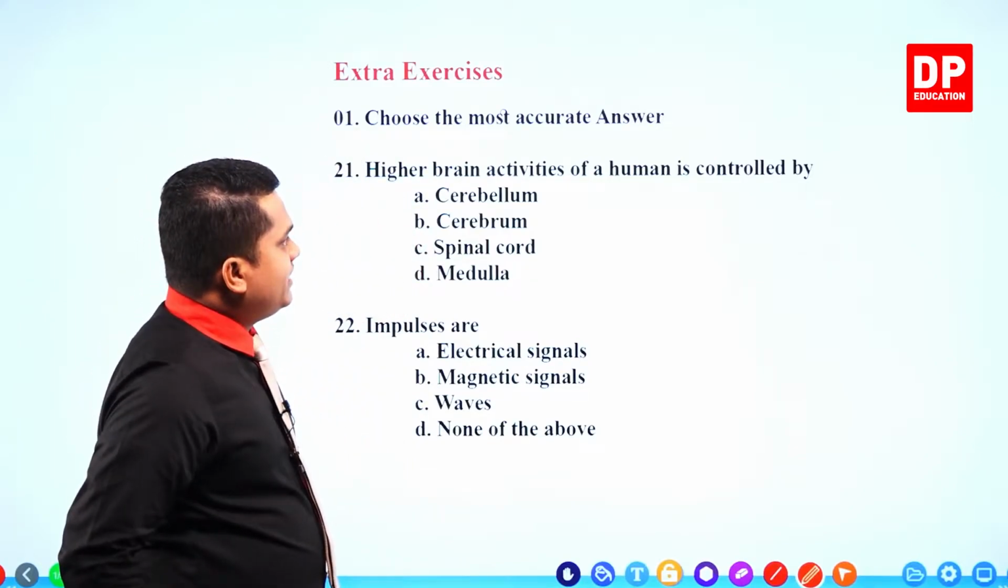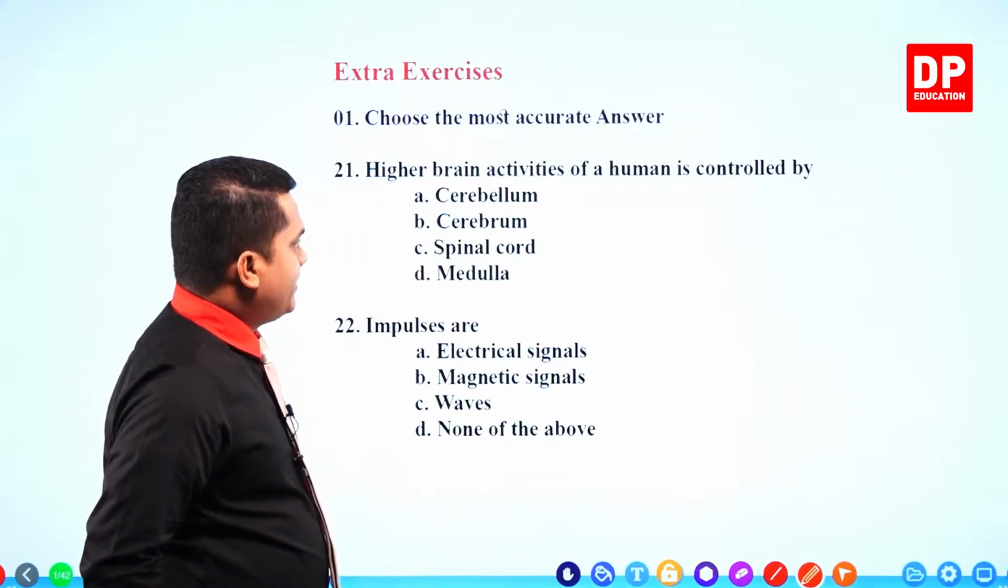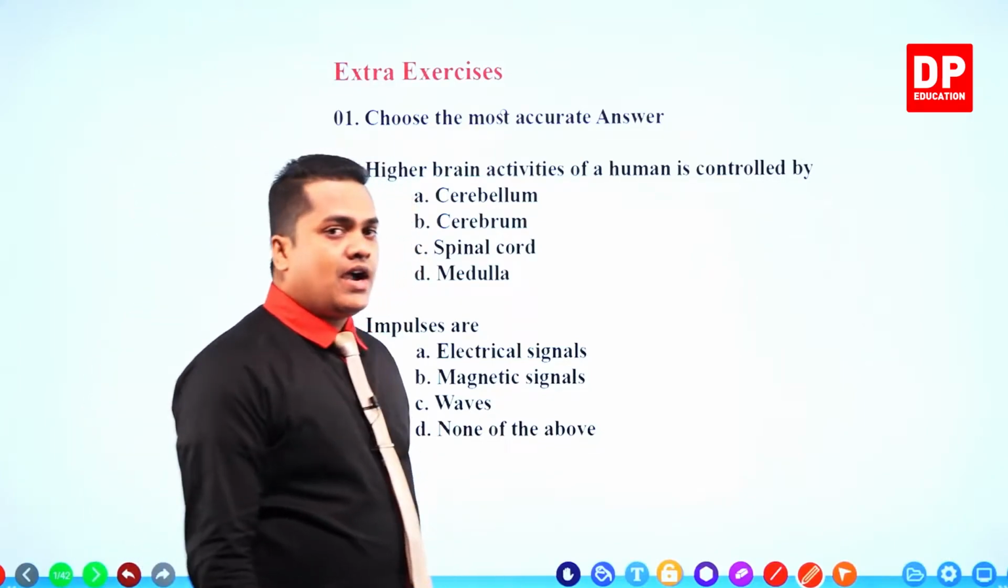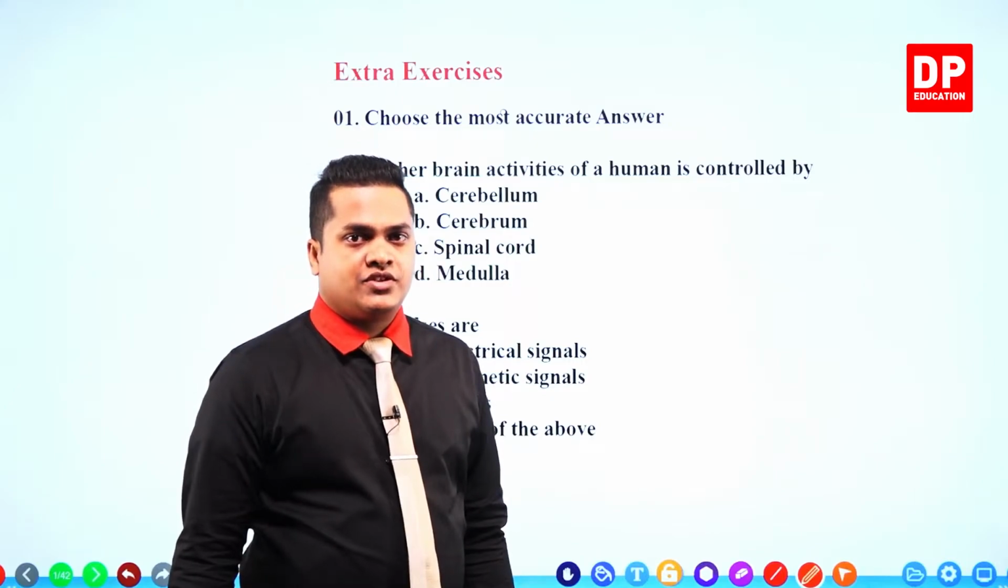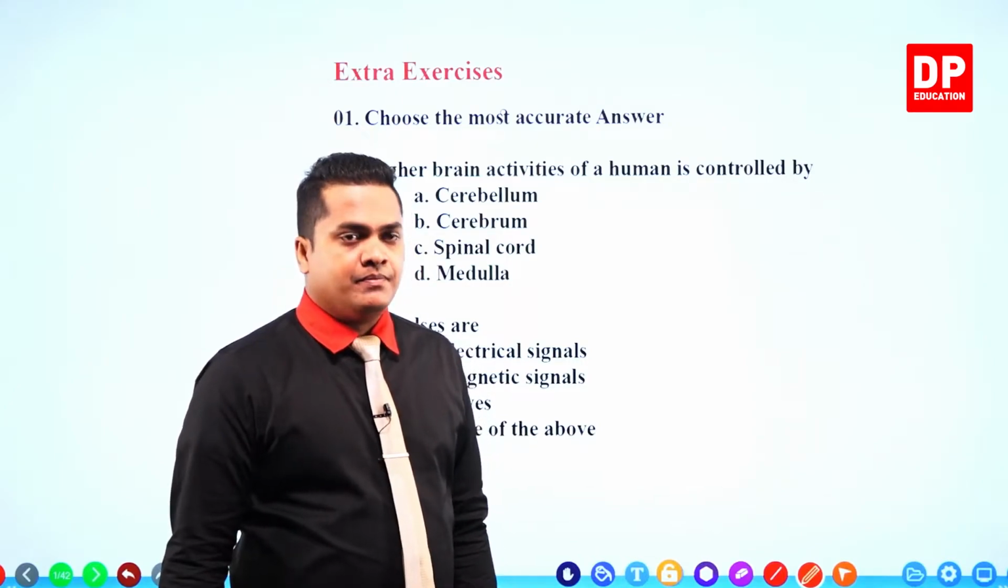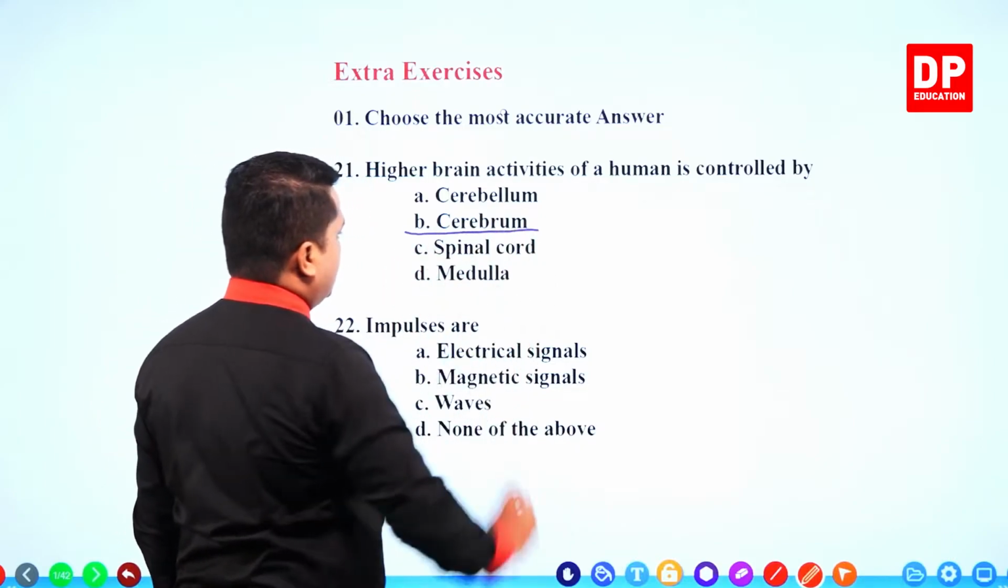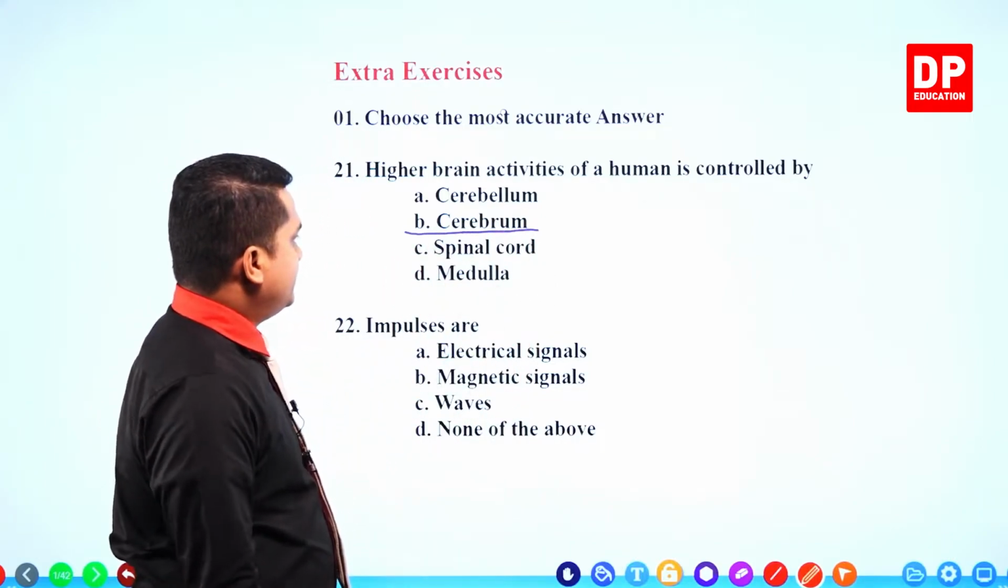Higher brain activities of a human is controlled by, so you know that higher brain activities of a human are controlled by the cerebrum. So let's find the cerebrum. Yes, cerebrum is given here. Cerebrum is the answer.